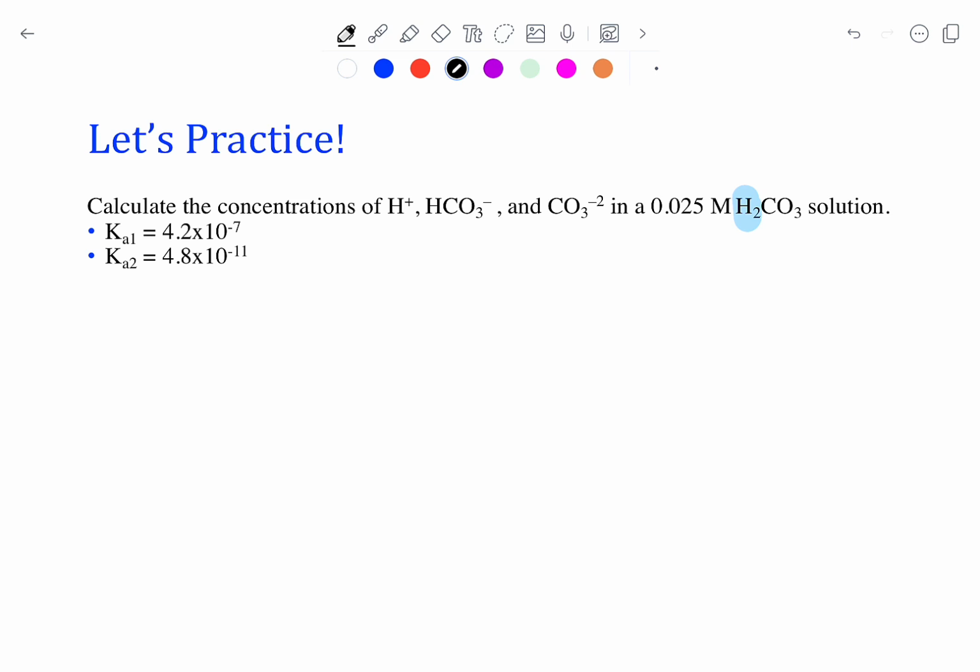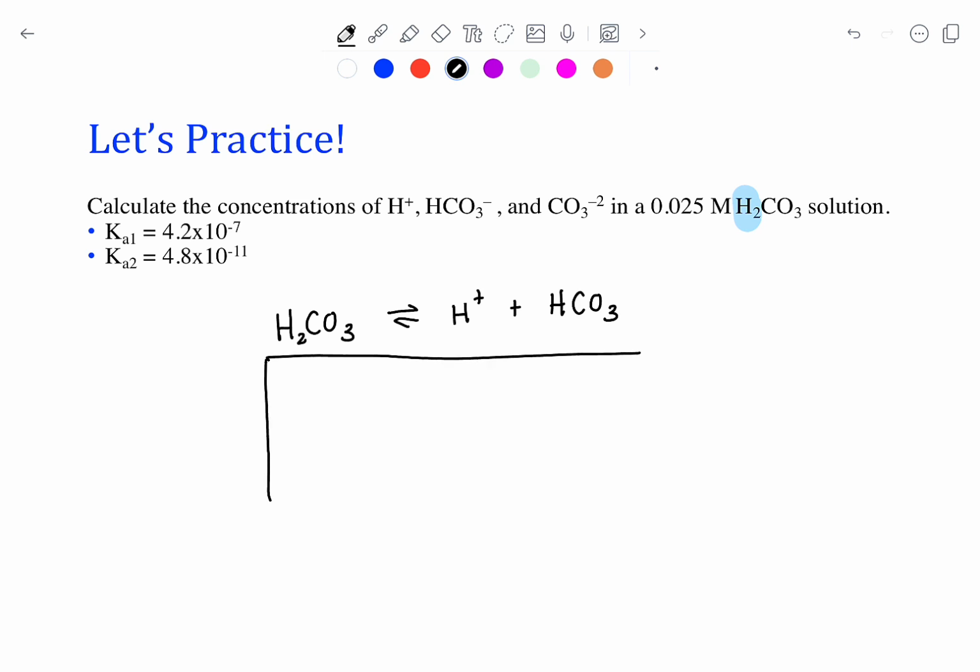So we know that H2CO3 is going to first ionize to H+ and HCO3-. So one hydrogen comes off in the first ionization. So that's the first part of our problem. We're not even going to worry about the second part right now because we're taking these each as their own individual weak acid problem. So we'll set up our ice table in the same way that we have.